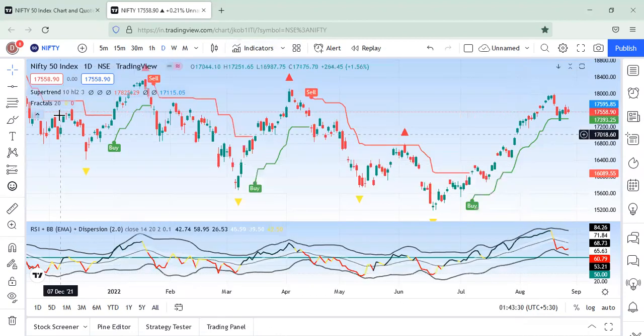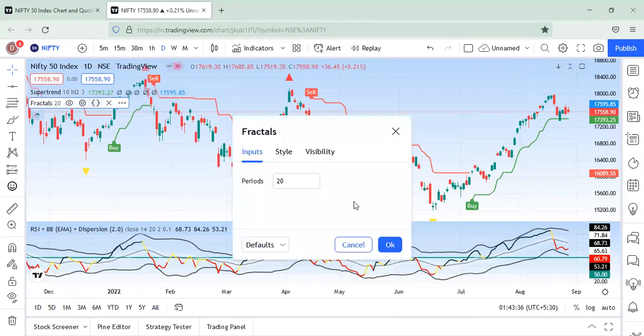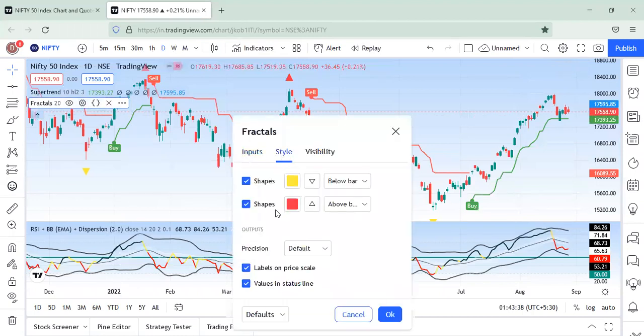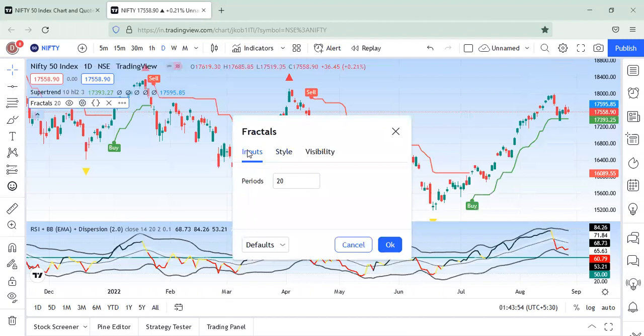And another I have used, that is Fractals. In Fractals, there is some slight change. This shape color I have changed from the default green and red to yellow and red. The color change is not a matter of importance. You can set it as per your chart settings. As far as the period is concerned, I have made it 20.